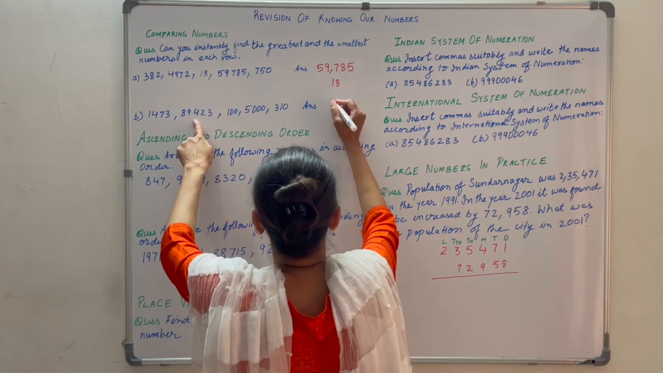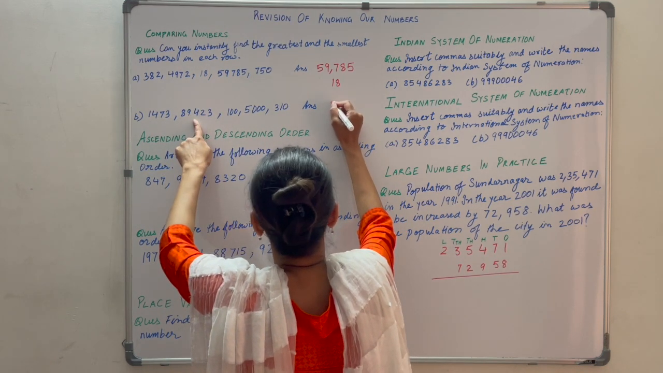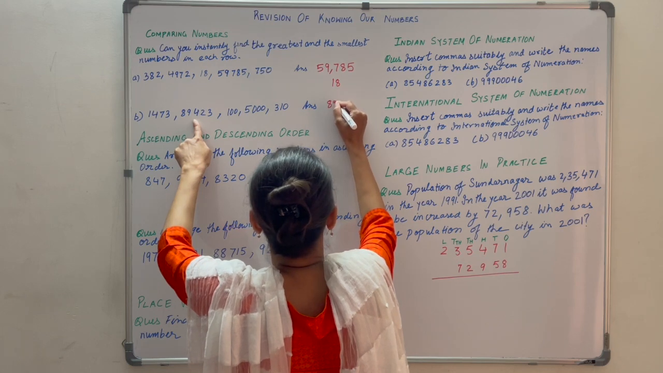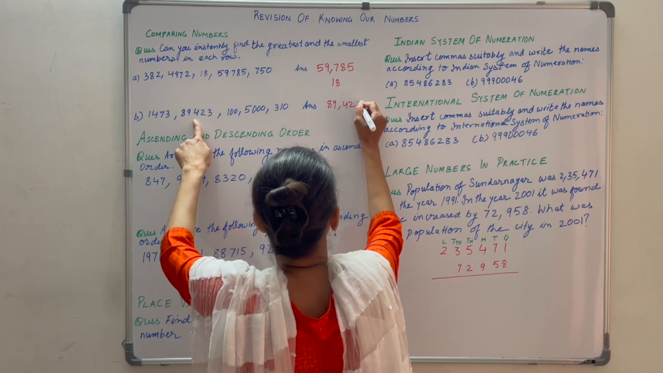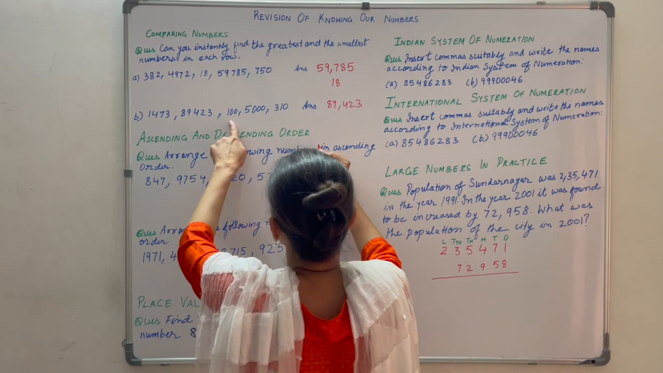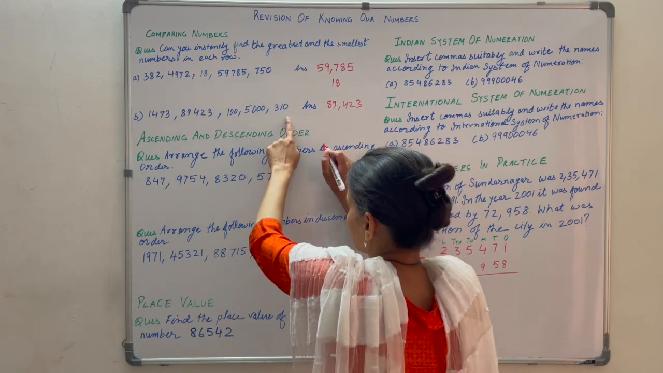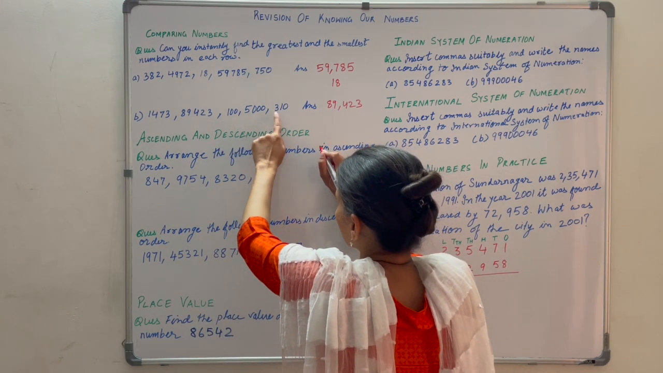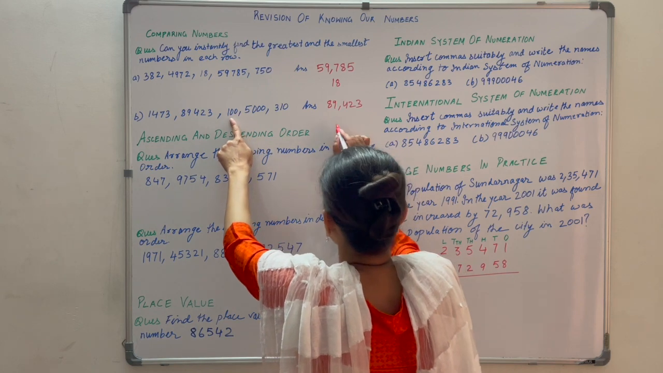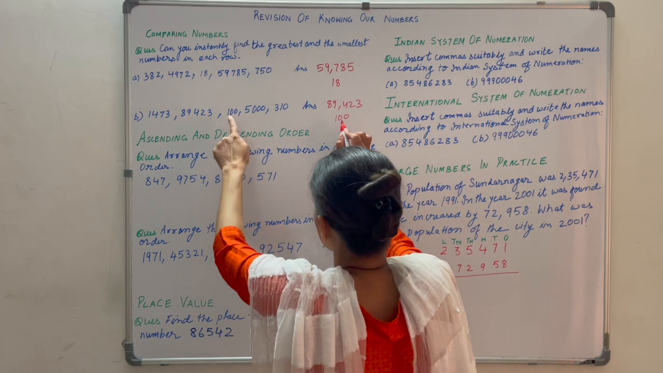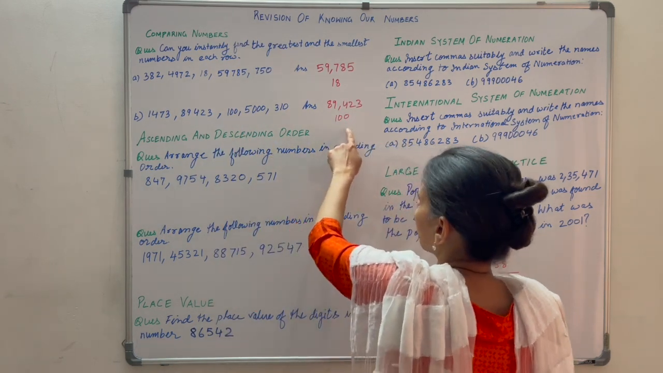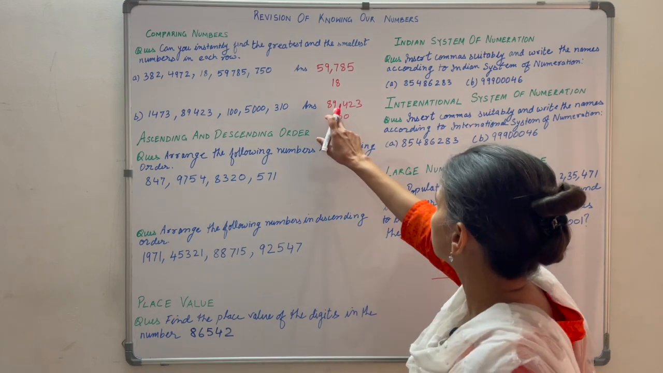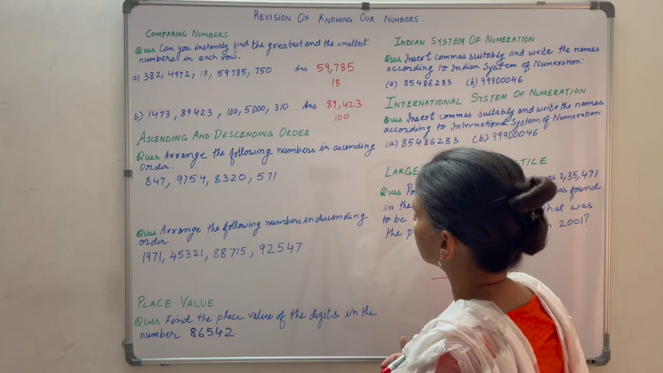Here this has got a maximum of 5 digits, so 89,423 is the greatest number, and here these two have the same number of digits. So 1 is smaller than 3, so 100 is the smaller number. So 100 is the smallest number and 89,423 is the greatest number.